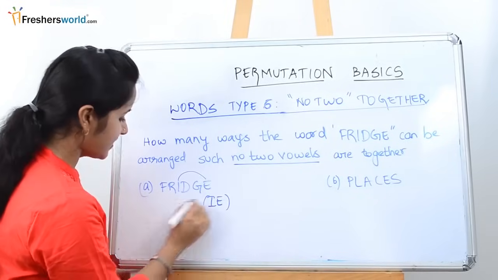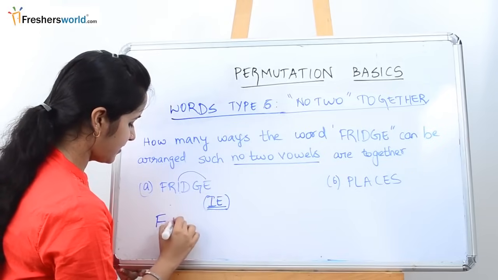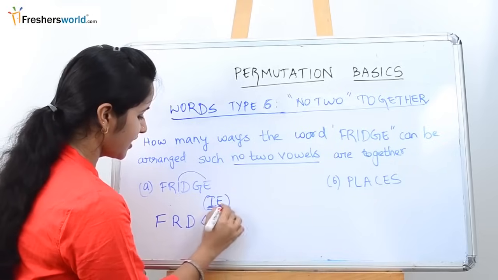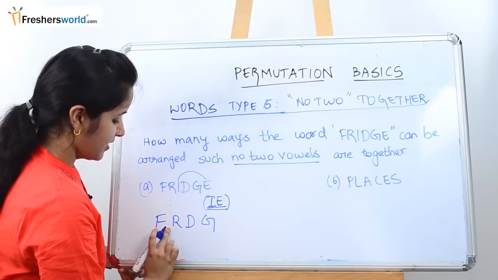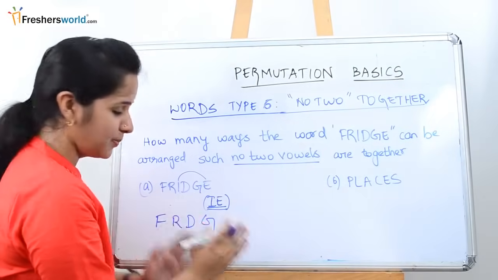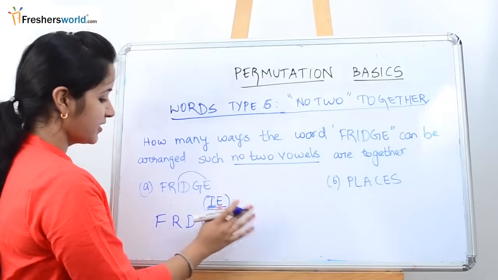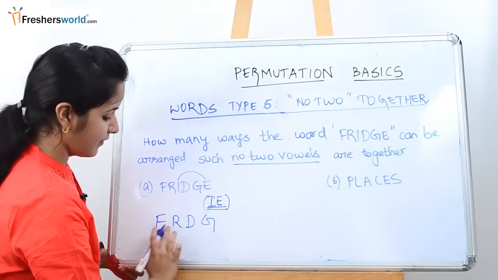In no 2 vowels, let's take for example, I and E are taken separately. The remaining letters are F, R, D and G. So they are saying I and E can be either I here or E here. So if I is here, E can be in some other place. They cannot be together in a single place. So how do we do this? Similarly, let's club the vowels together. What are the remaining letters? We have F, R, D, G.